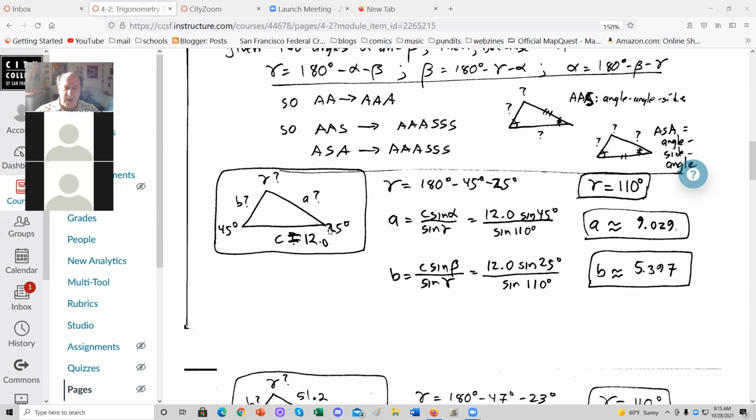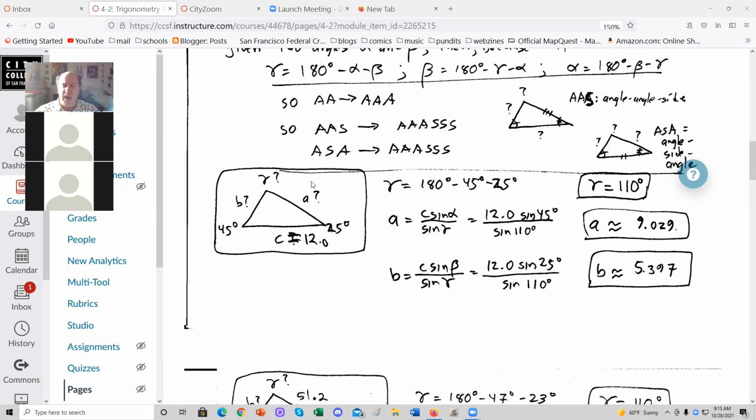We're given angle beta is 25 degrees. We're given side C is 12.0. And we're given this angle alpha is 45 degrees. What's angle gamma? What's side A and what's side B? We always start with the angle. Gamma is 180 minus the sum of the other two. 180 minus 45 minus 25. That's 110 degrees. Okay, so we have all three angles.